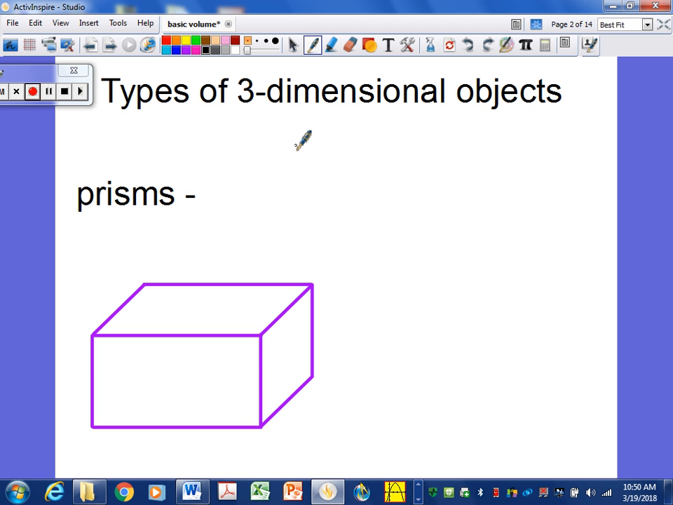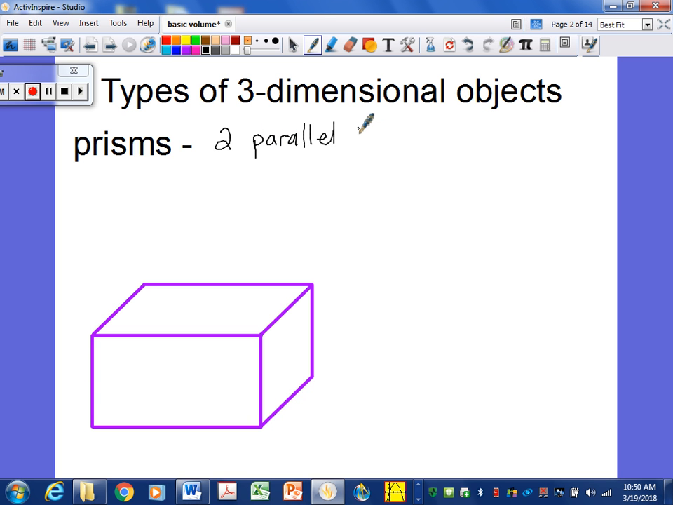So let's talk about the different types of three-dimensional objects there are. Okay, there's a whole family of them known as prisms. Okay, and a prism is a three-dimensional object that has two parallel bases connected by a height. So the height is always going to be the distance in between your bases.